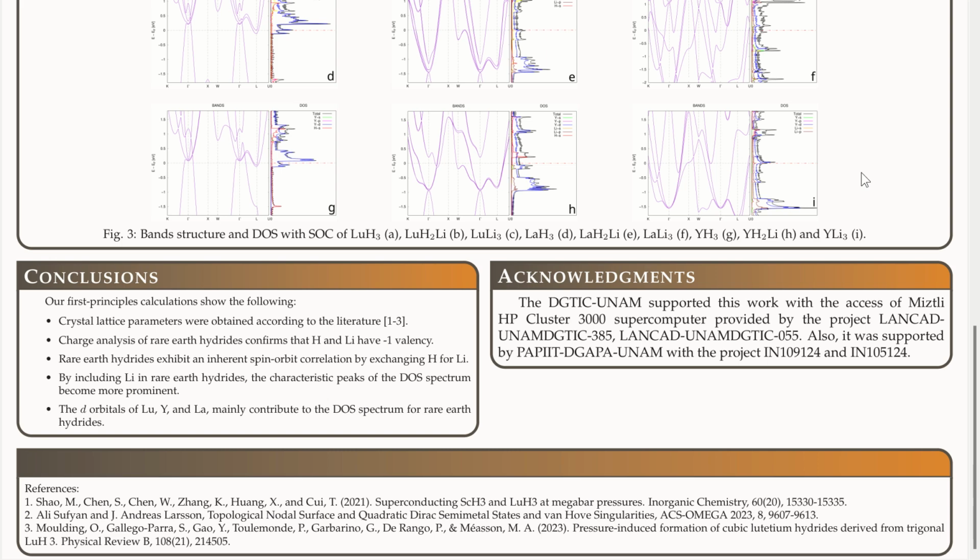Conclusions. In these compounds, the effect of spin-orbit coupling played an important role as it separates degenerate energy levels. Including lithium atoms in these hydrides retains the metallic character, with the greater contribution to the density of states coming from the d orbitals of the rare earth elements. Lithium compounds do not show a topological behavior.